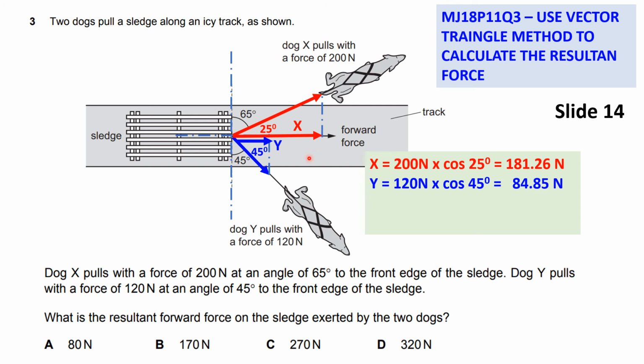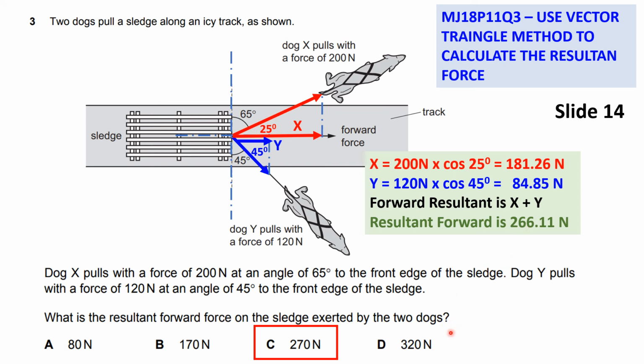84.45. So because both vectors, X and Y, are in the same direction and both are moving forward, I'm going to add them. So now the forward resultant is X plus Y, which is 266.11 newtons. So the answer that is closer to this value is 270 newtons.